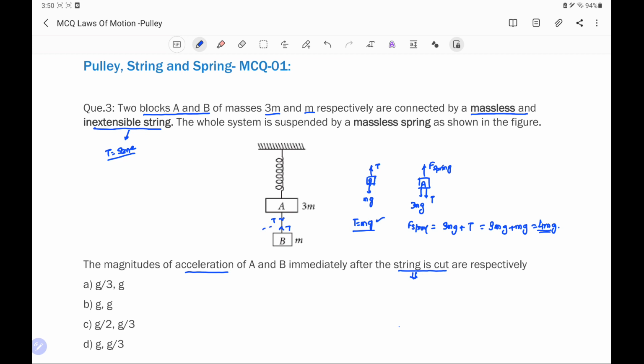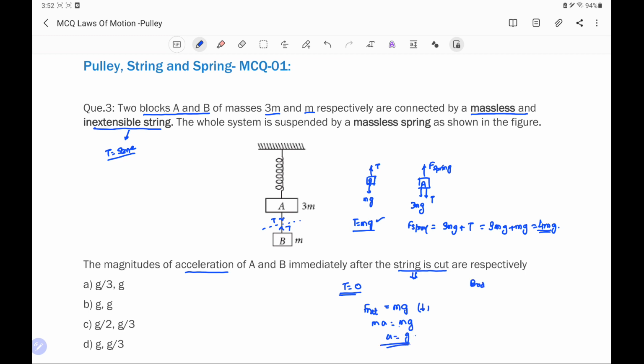If the string is cut, in that case T will become 0. If tension becomes 0, then from the diagram of body B, the net force is mg, which is acting downward, so acceleration will be ma equal to mg, or a equal to g.